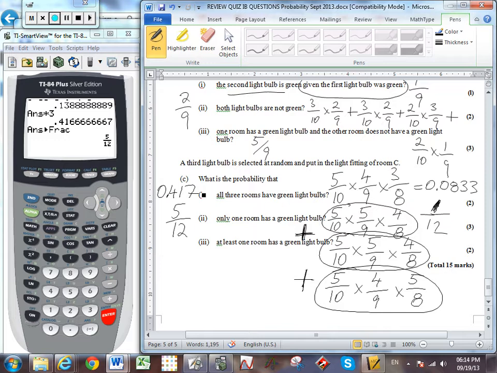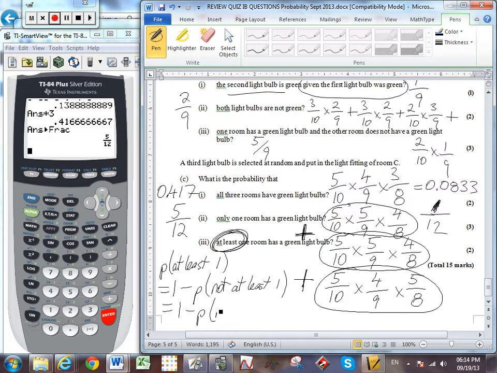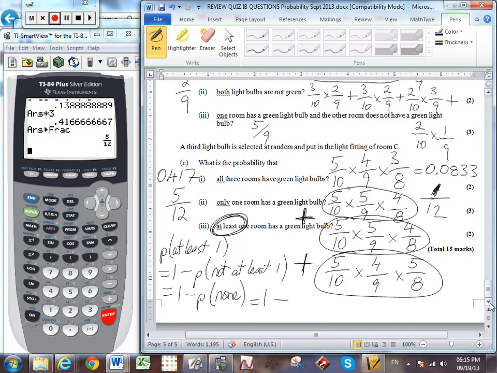And the last question on the review, at least one room has a green light bulb. I've told you how to handle at least situations. Your best way of doing the probability of at least one would be equal to 1 minus the probability of not at least one. And not at least one is saying the probability of having no green bulbs. So how can we get no green bulbs at all? Well, the only way that can happen is if we did not draw a green on the first time, we drew one of the 5 reds or yellows, and then we drew one of the 4 remaining reds or yellows on the second draw out of the remaining 9 bulbs, and on the third draw there's only 3 remaining reds or yellows out of the 8 remainders.